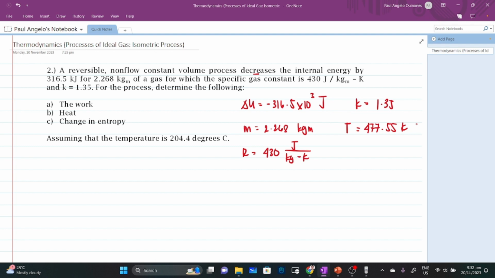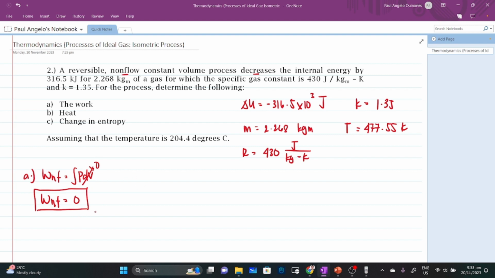Okay, so determine the work. So this one is very basic, right? It is said a non-flow constant volume process. So therefore, the work that is being pertained here is the non-flow work. Okay, so the non-flow work, as we've mentioned before, is P dV. So we know that the non-flow work for this process is equal to 0.